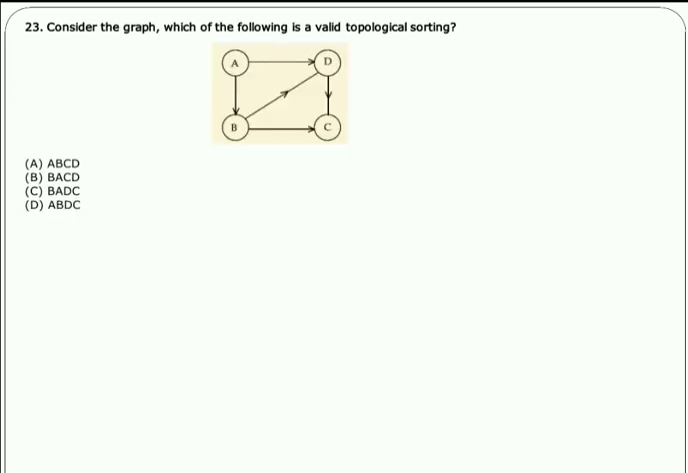Next one. Consider the graph, which of the following is a valid topological sorting? A topological sort or topological ordering of a directed graph is a linear ordering of its vertices such that for every directed edge uv from vertex u to v, u comes before v in the ordering. So if you consider the given diagram, the directed edges are between A and B, A and D, and B and C, B and D.